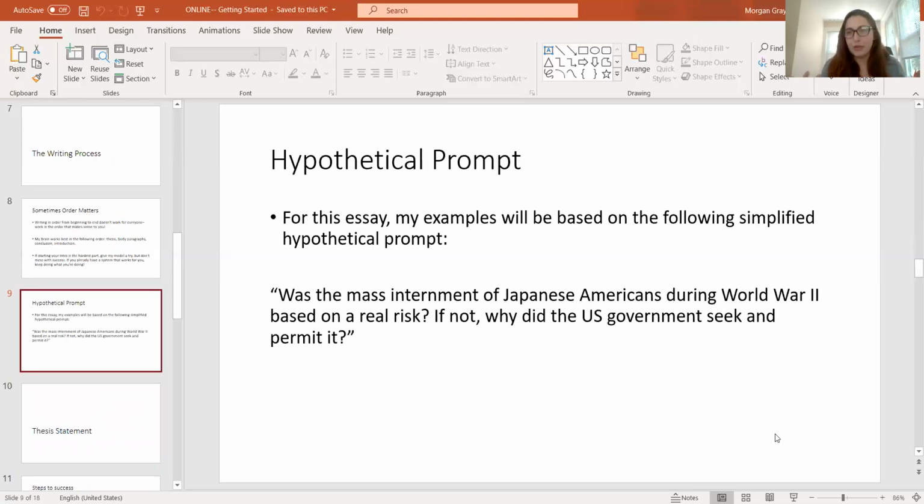My examples for the rest of this lecture series are going to be based on the following simplified hypothetical prompt. This is not one that I've assigned. This is just one that I created specifically because none of the classes I've been in have assigned it. It's very simplified. Your professors will probably have a lot more detail, but it gives us something to work on. Was the mass internment of Japanese Americans during World War II based on a real risk? If not, why did the US government seek and permit it? So every example I use from now on is going to relate to this prompt.